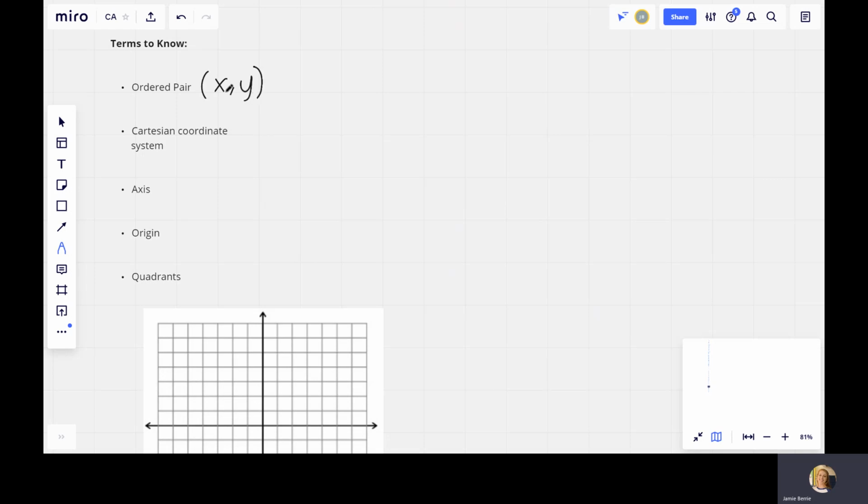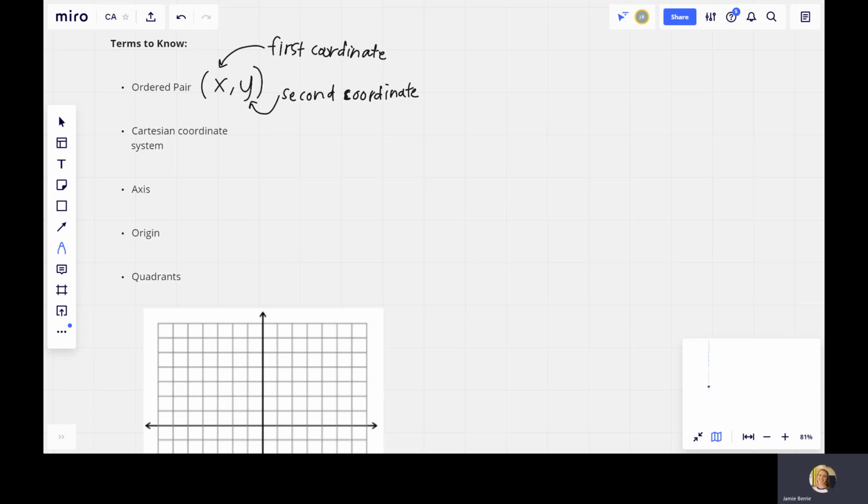This represents a point on the graph. The order is important here. So x represents the first coordinate, and y represents the second coordinate. And really, you could use any variable here to represent these first and second coordinates, but you're probably used to seeing x and y here.